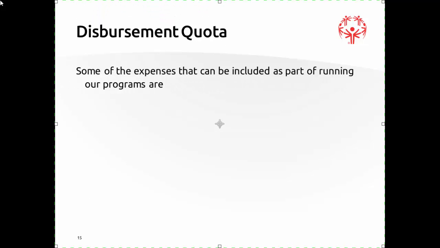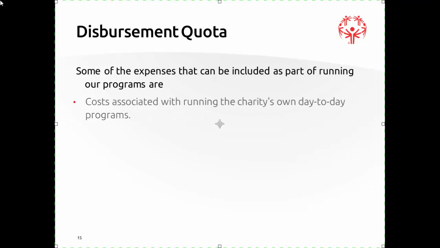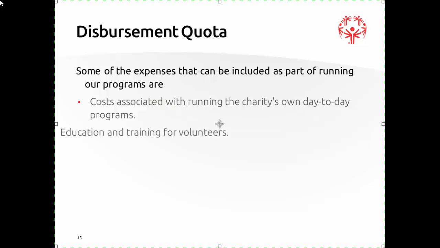Some of the expenses that can be included as part of running our programs are costs associated with running the charity's own day-to-day programs, i.e. equipment purchase, practice facility rental, transportation to competition, administration costs, etc. Education and training for volunteers.